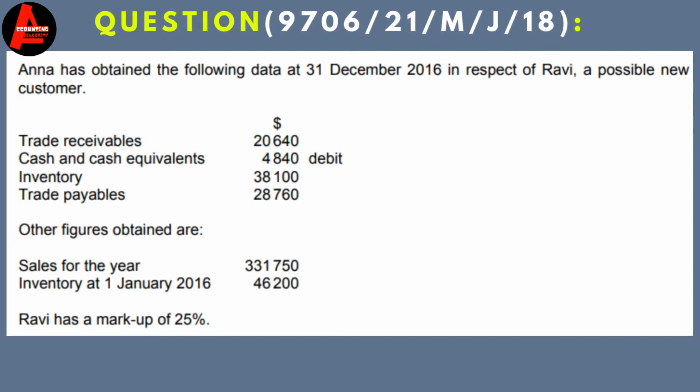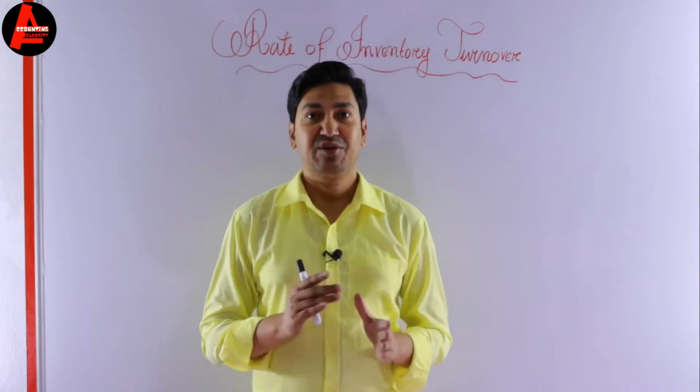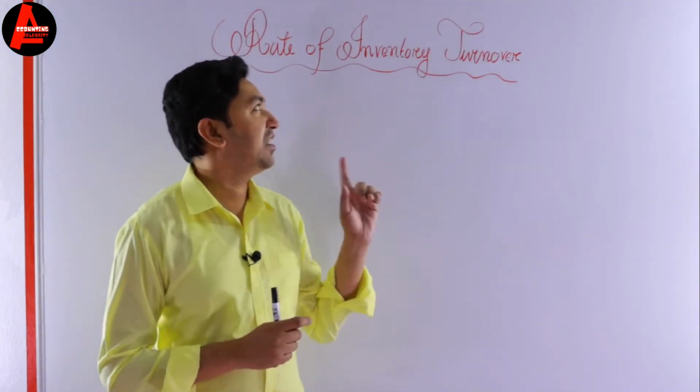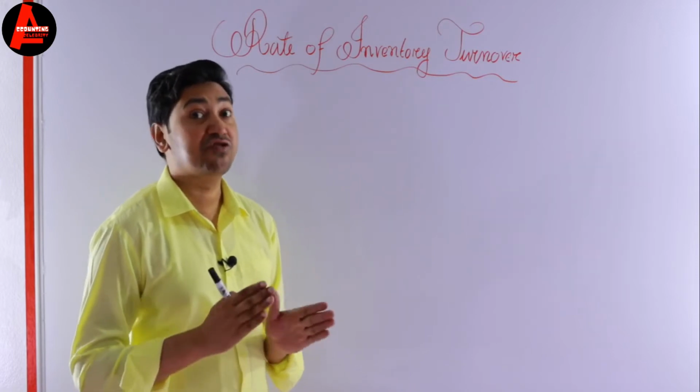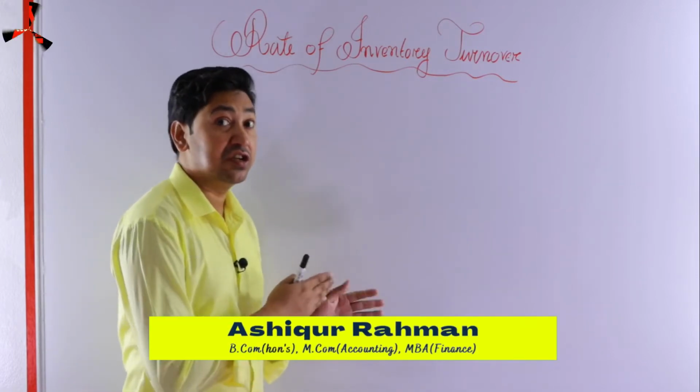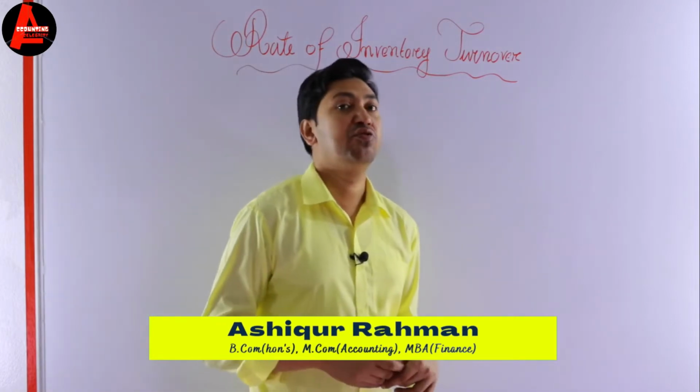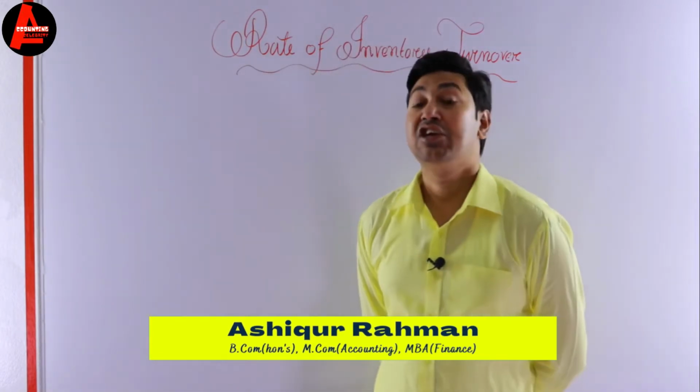Okay, so there is some information here. Let us see what is written there. Trade receivable is given, cash and cash equivalent is given, inventory, trade payables, sales for the year, inventory at 1st January 2016, and the markup of 25%. From this information we have to calculate the ratio. There is some more information which is not relevant to this calculation, so only relevant items we will take.